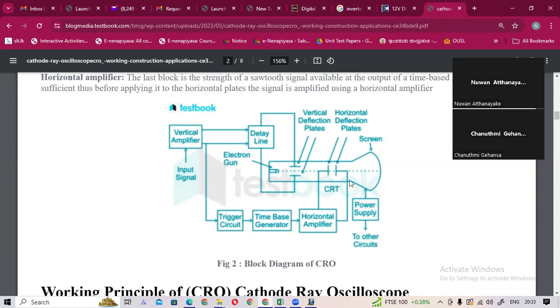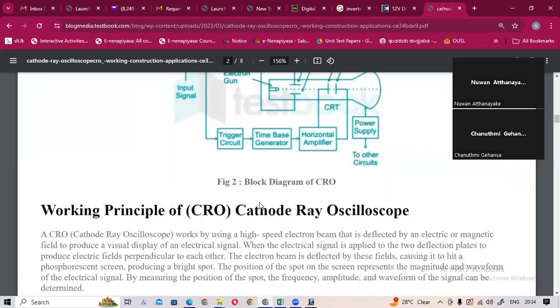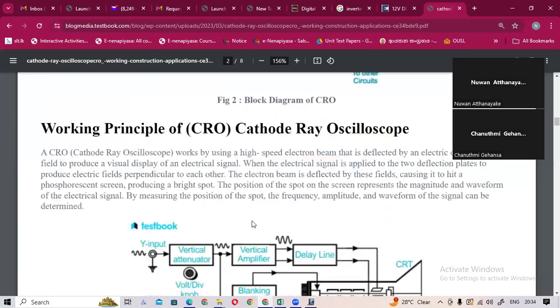That is very complex for me to identify. Here the amplifier is there, which means we need to amplify the signal up to some level. Then the trigger circuit is also there. Trigger circuit means we need to give a trigger to identify the position of the signal, the signal cross point. To identify the signal cross point, we need to use a trigger circuit, a trigger signal.